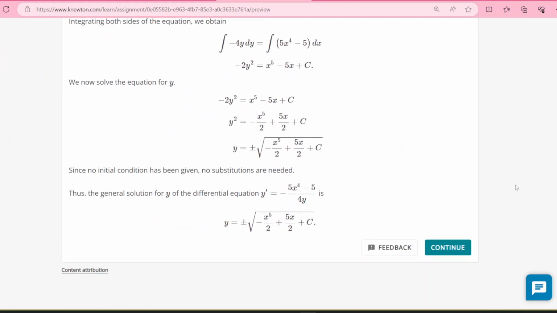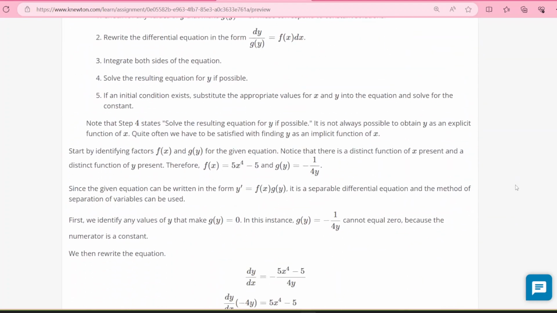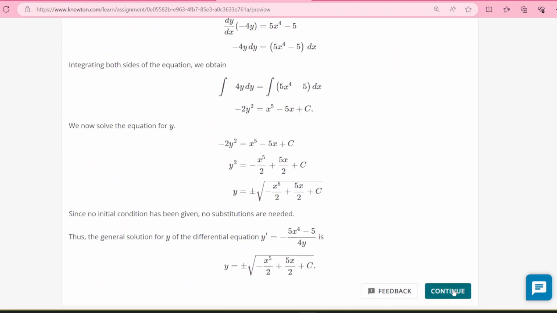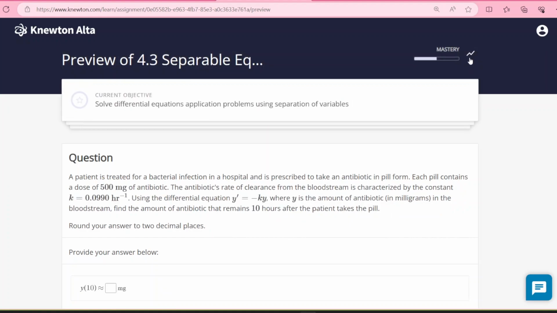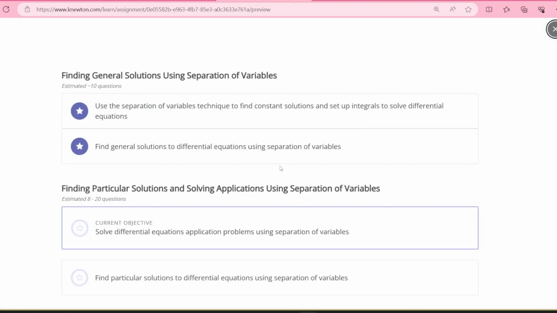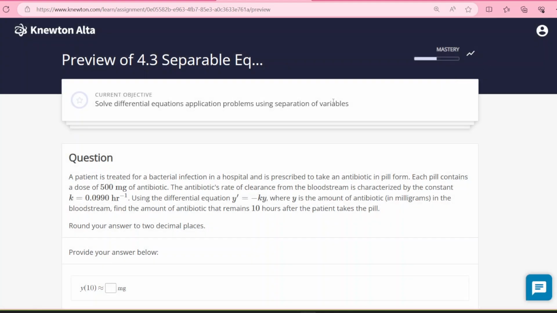Okay. All right, so it looks like that objective's done. Hooray. So we got 2 more in the other heading, right? So now we're in this other heading, the other bold heading here. We got 2 more objectives. All right, so this one, solve differential equations application problems using separation of variables. So anytime you see the words application problem, it's word problems.